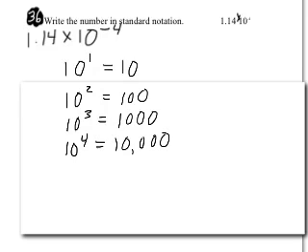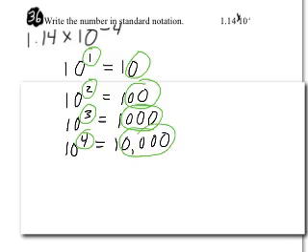Notice the number of zeros and the exponent. The exponent here is 1, so it's 1 with 1 zero. Exponent here is 2, so if you wrote it out in standard notation, it would be 1 with 2 zeros, or 100. 3, 3 zeros, 4, 4 zeros. So if I had 10 to the 60th power, it would be equal to 1, and then I'd have to have 60 zeros, right?